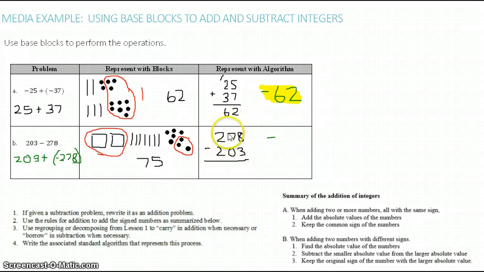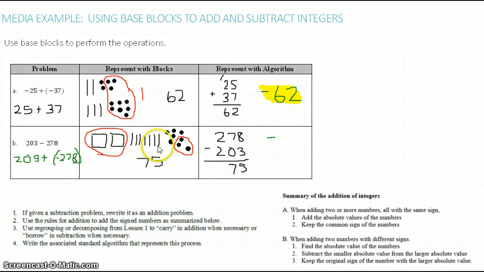Now let's look at how this connects with the algorithm. When we subtract, we also line up place values and we subtract downward. So we have 8 minus 3 gave us 5. Okay. And you may have noticed here's our 8 ones. We took away 3 ones. We had 5 left over. We have 7 tens minus 0 tens will give us 7 tens.